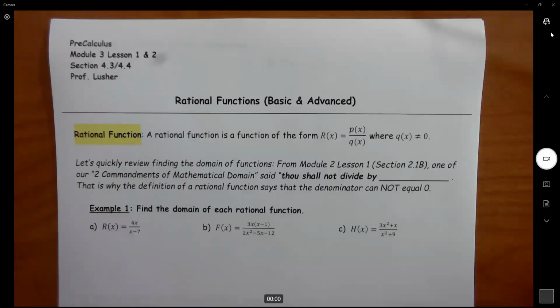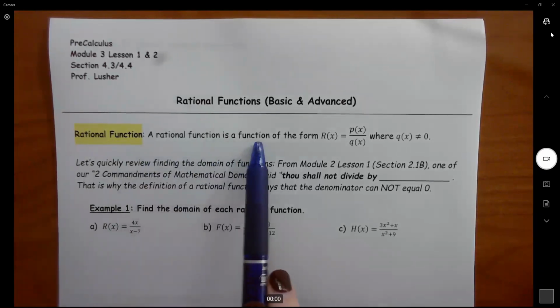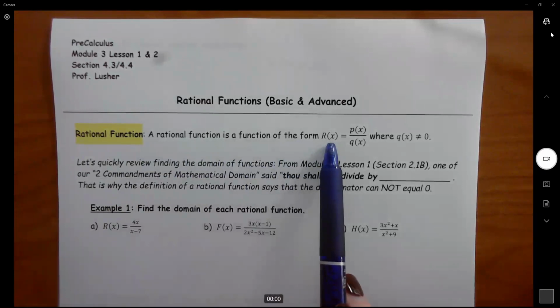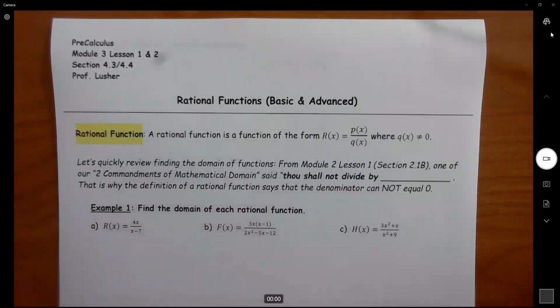In this video, we're going to go over how to find the domain of a rational function. Before we do, let's define what a rational function is. The definition of a rational function is a function of the form R of x equals P of x over Q of x, where Q of x cannot equal 0.